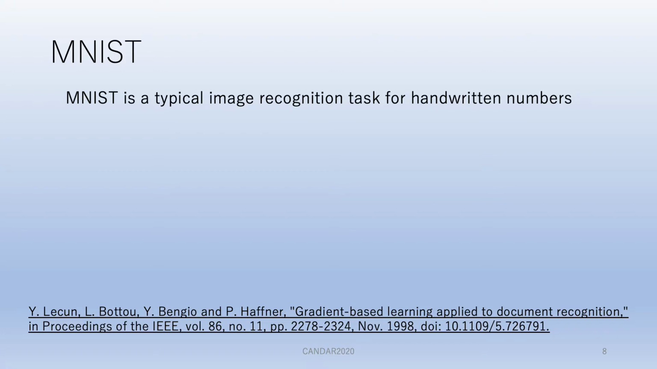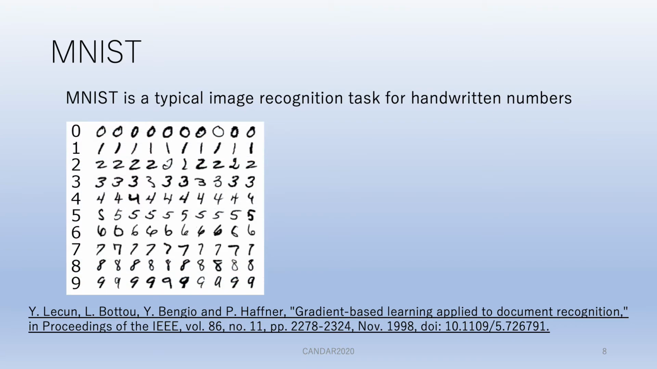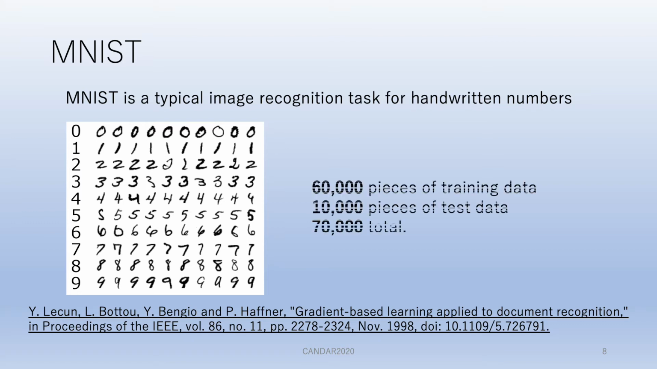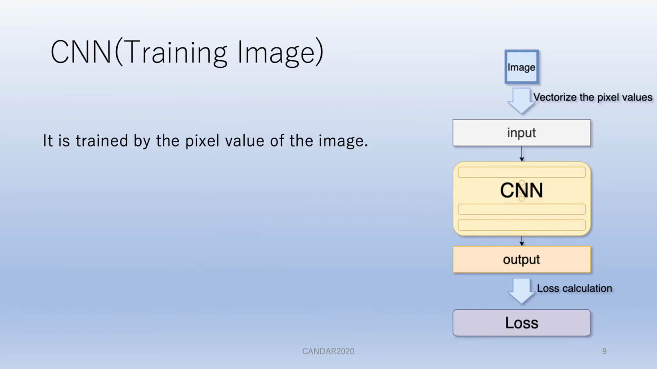Here, I talk about MNIST. MNIST is a typical image recognition task for handwriting numbers. The handwriting numbers range from 0 to 9, like this. And MNIST has 60,000 pieces of training data and 10,000 pieces of test data. In total, 70,000 images. When an image like MNIST is entered into the CNN, the image is vectorized in pixel values.